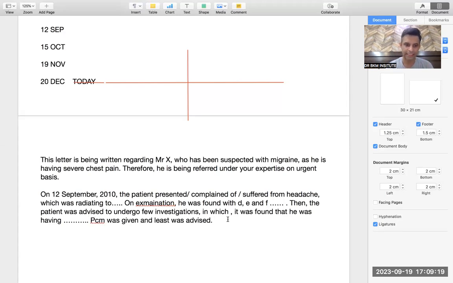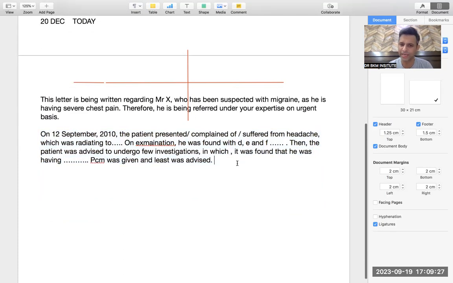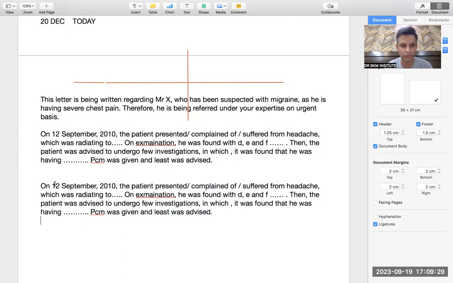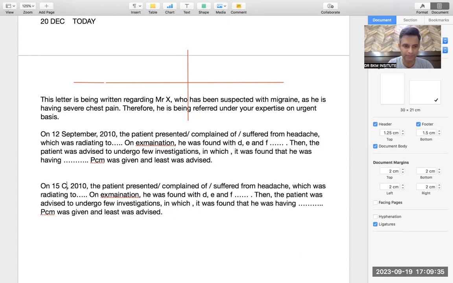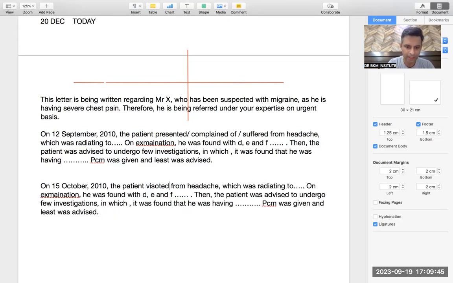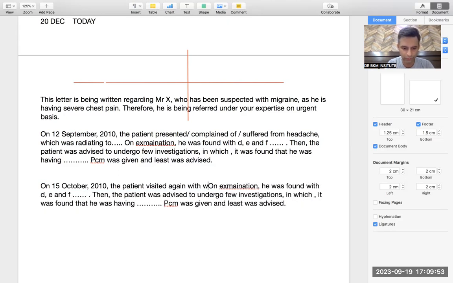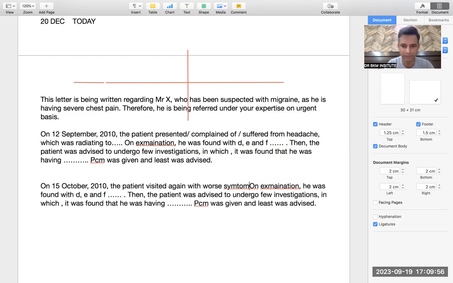Done. Second, now it would be copy paste thing. So I'm copy pasting. Now the date is 15th October. Now the grammar will remain the same. On 15th October, I will change the date. That is how simple it is. On 15th October, the patient visited again with worsened symptoms. So the symptoms were worse.